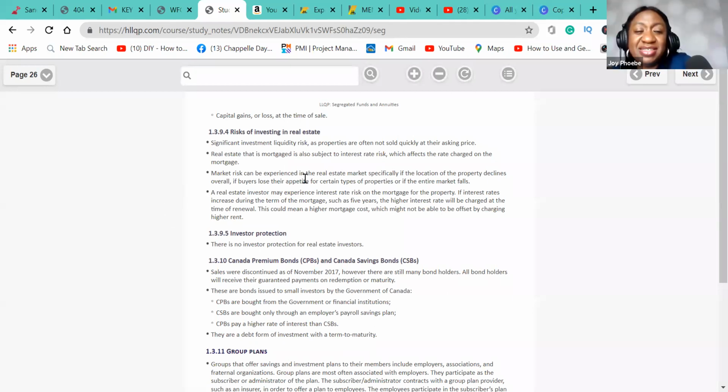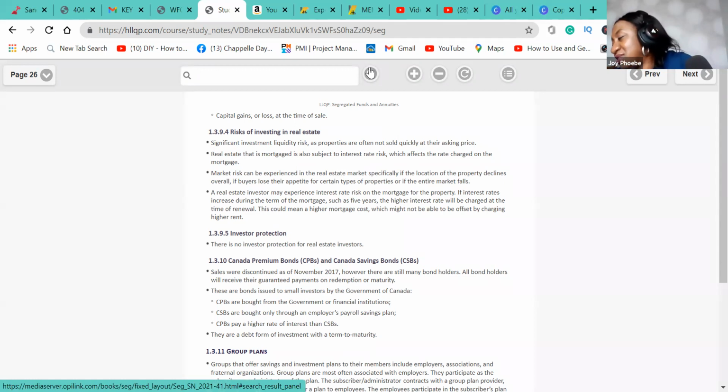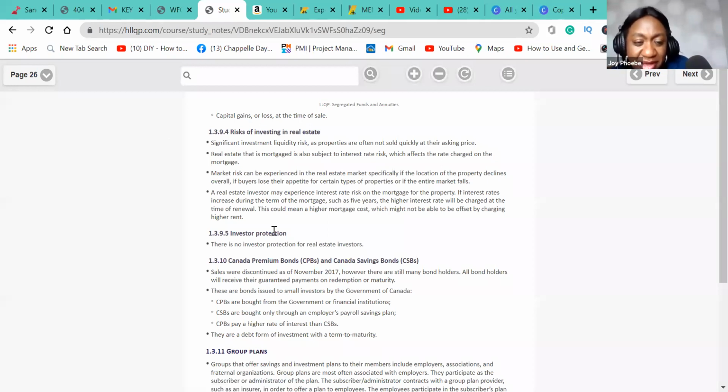Anyway, real estate that is mortgaged is also subject to interest rate risk, of course. Like the interest rate some months ago was 1.6, 1.7, right? But now it's climbing again. So, with real estate that you have a mortgage on, you can't run away from interest rate. Okay.